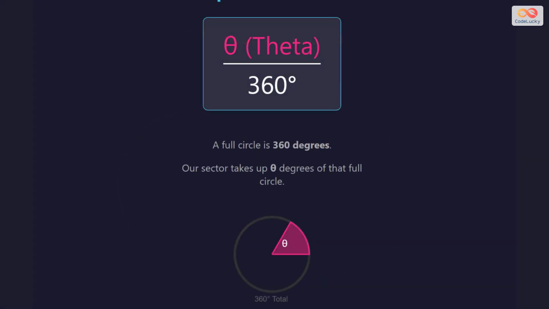First, we need to find what fraction of the circle our sector represents. We know that a full circle is 360 degrees. Our sector has an angle of theta. So, the fraction is simply theta divided by 360. If theta was half the circle, this fraction would be 1/2.